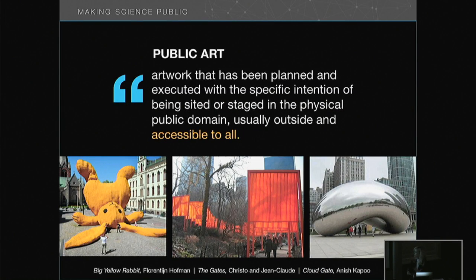So the frame of reference that we use for this is the idea of public art, which some of you are probably familiar with. Public art is defined as artwork that has been planned and executed with the specific intention of being sited or staged in the physical domain, usually outside and accessible to all. And typically there is some community involvement in this and also site specificity. And there are a few examples here across the bottom that are some of my personal favorites.